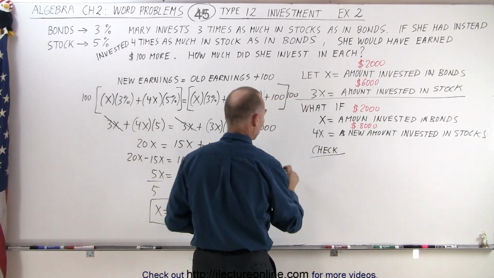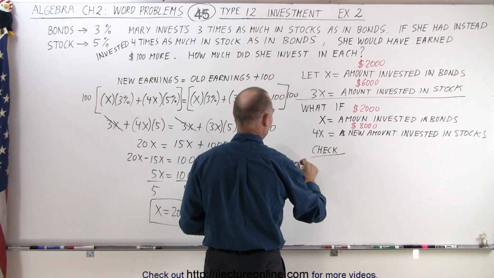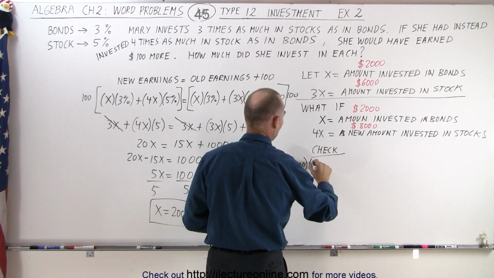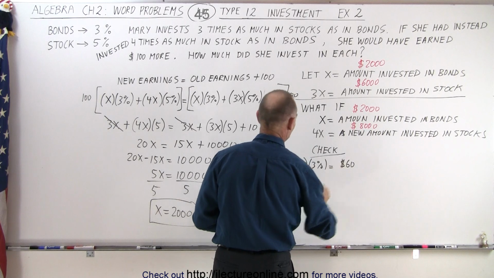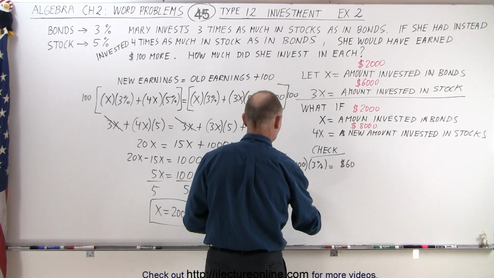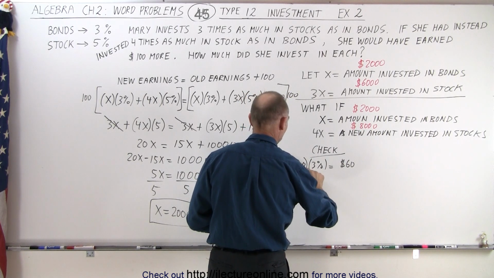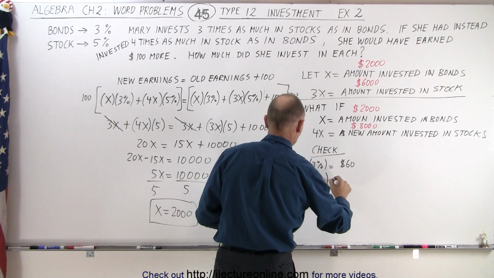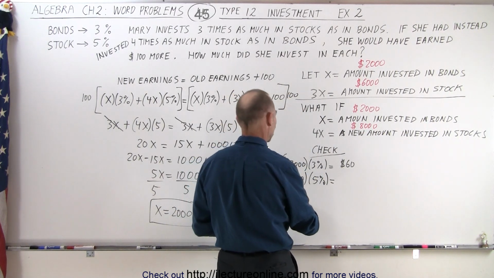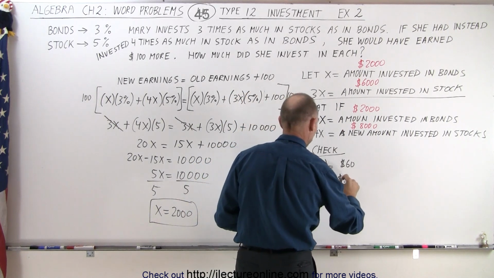In the original amount, we would have $2,000 invested at 3%, which would be $60, and we would have $6,000 invested at 5%, and that would be equal to $300.